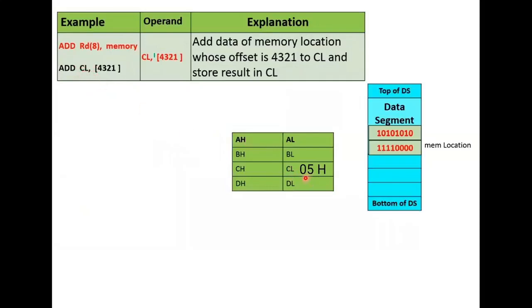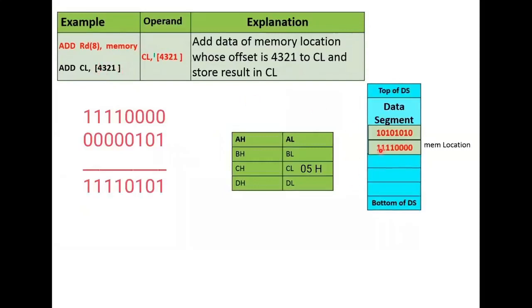In CL, what 8 bit value do we have? 05 we have, right? This 05 we are going to add with the 8 bit value which is available in this memory location. See this one, the next step I'll show you. This is the required location which we want. In that required location we have 11111000. This is the 8 bit value available in this required location. Based on this offset I can reach this location from the base location.